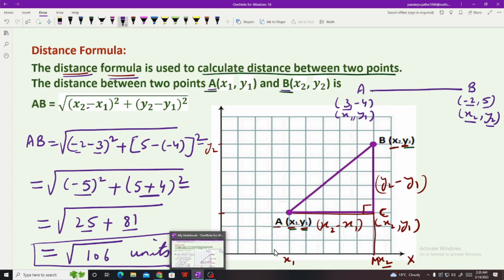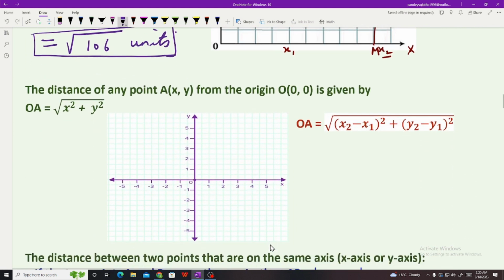Now just see. The distance of any point A from the origin is given by root of x square plus y square. So if I say that a point is here, that is A, and the coordinates of this point are (x, y), we need to find the distance of this point A from the origin, and you know the coordinates of the origin are (0, 0). So to find the distance of this OA, we are going to use the distance formula.